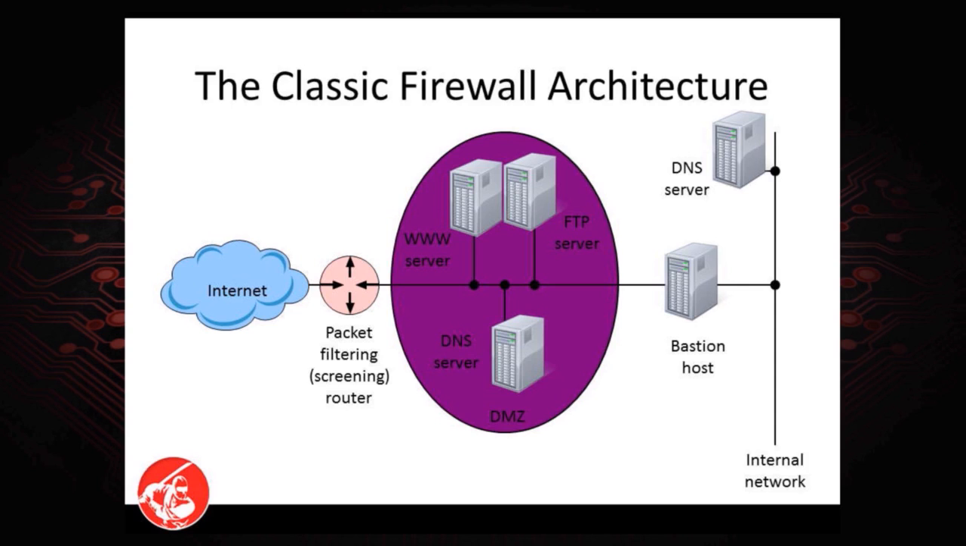This method offers 2 layers of defense, being the packet filter and router is defense layer 1, and the bastion host is defense layer 2. The DNS server is set up with the external DNS in the DMZ and the internal DNS, so that the internal network only uses the internal DNS to send out queries.